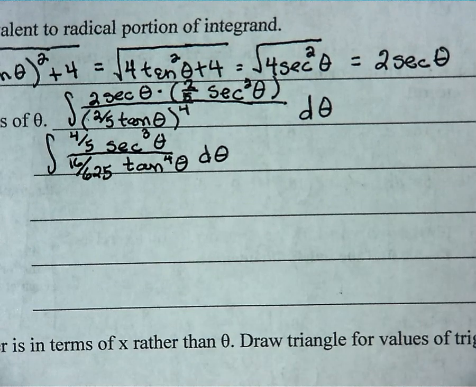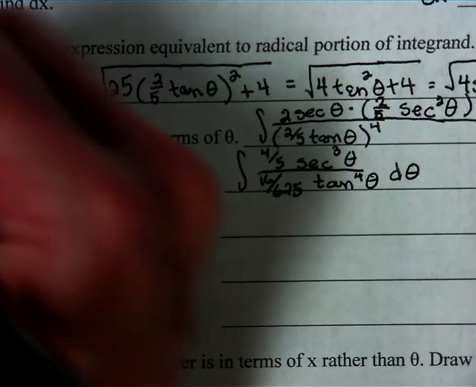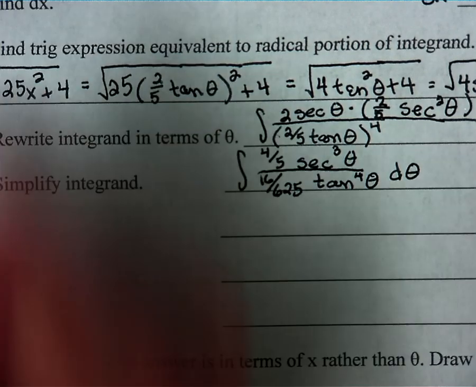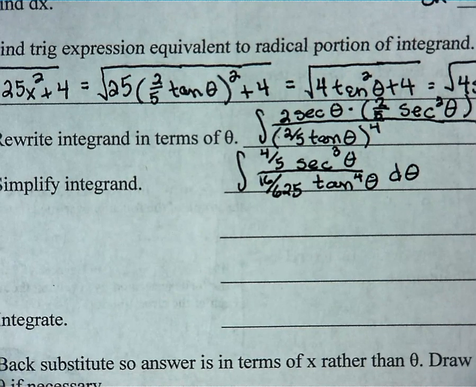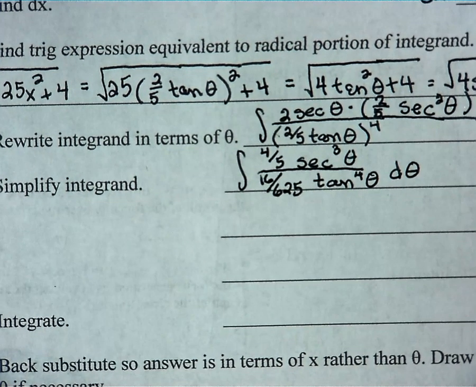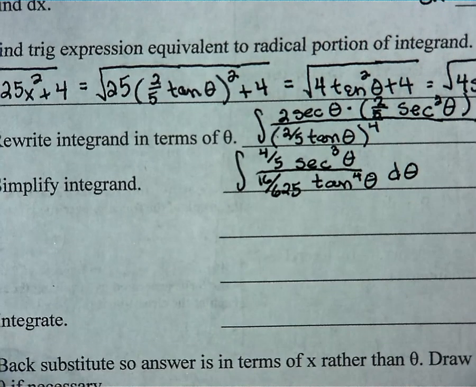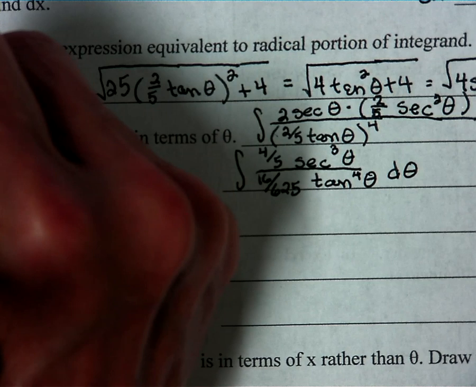And here's where scratch paper comes into play. Or here's where calculator comes into play. Work without the calculator. Look at this. This is 4/5 times 625 over 16.